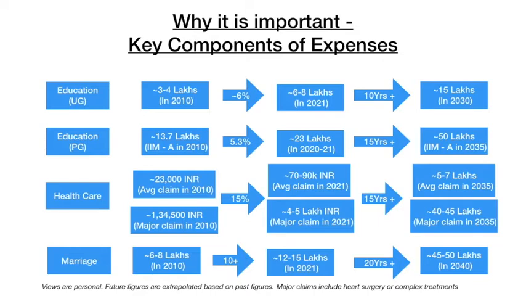So approximately 50 लाख रुपए we can assume that it will cost you in 2040. Now, these are the major components of expenses for any average family.